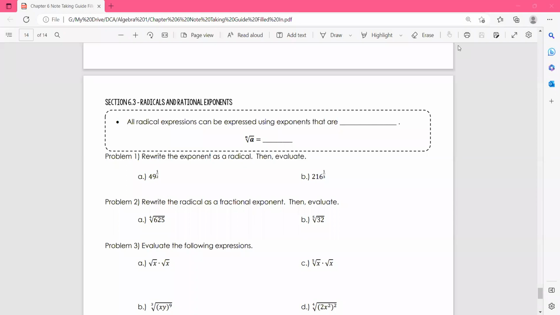Hey everyone, so this is our next section in chapter 6. And in this section, we are going to talk about radicals and rational exponents. So we need to remember what this word rational means. Rational numbers, in short, are really just fractions, okay? So we need to remember that so we just don't make it more complicated in our brains, right? These are just exponents that are fractions.